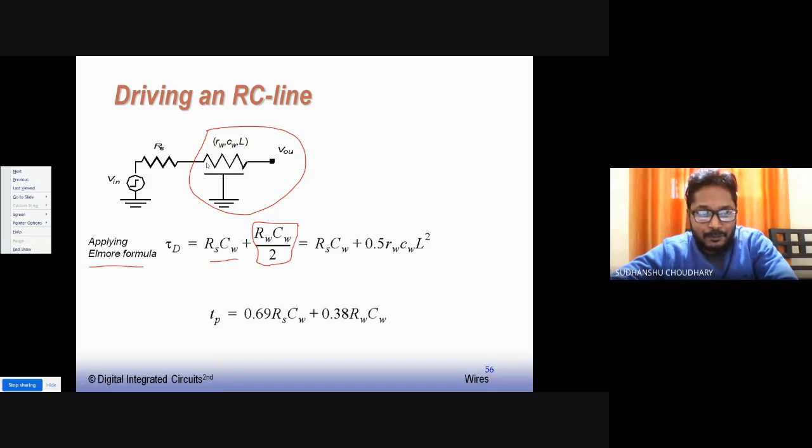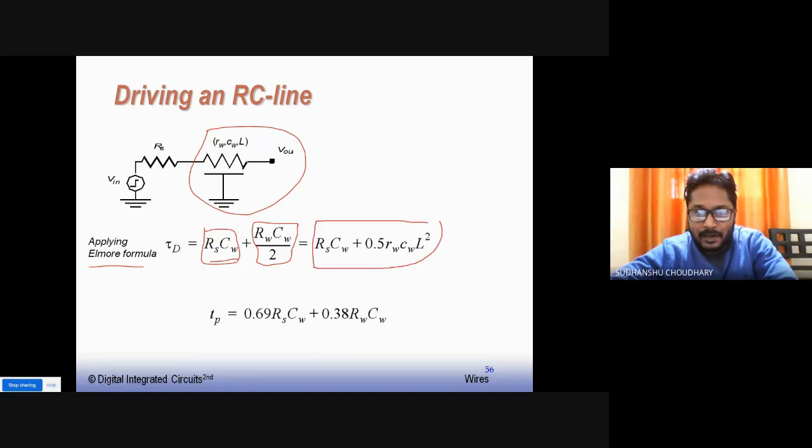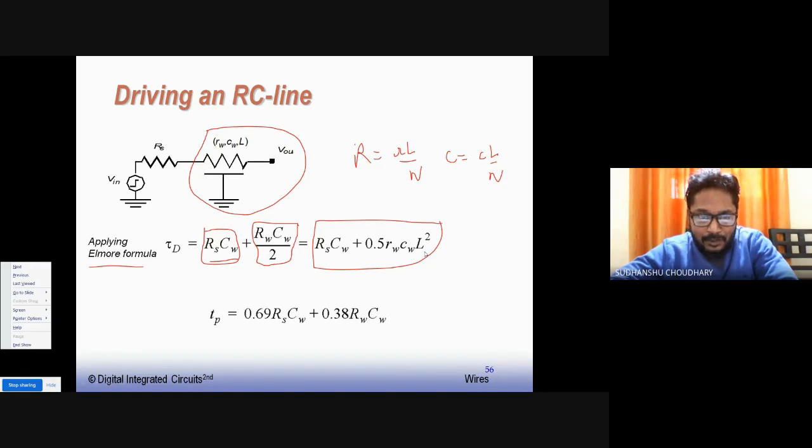And then if you say that total capacitance for this line, lumped value, is CW, then due to this RS, you have this contribution. It is RS CW. Okay. So this comes up to be equal to now RS CW plus RCL by 2, right? Because R is RL by N, right? So R is RL by N and C is CL by N, small cl by N. So this comes out to be equal to 0.5 RWCW L square. Okay.